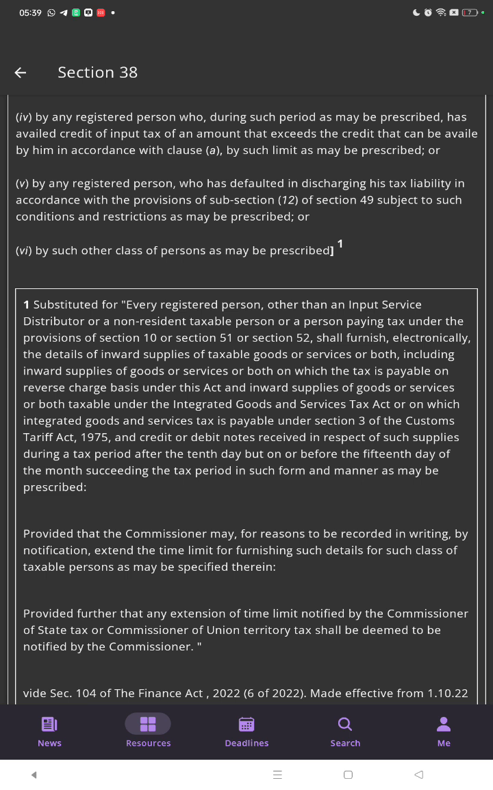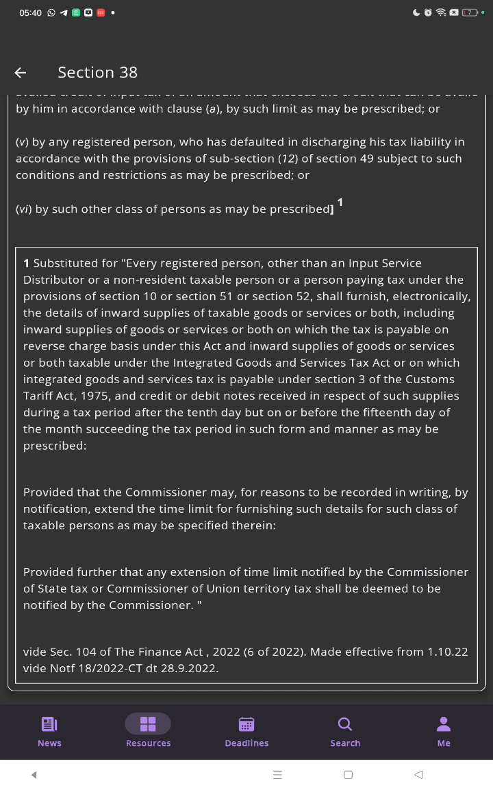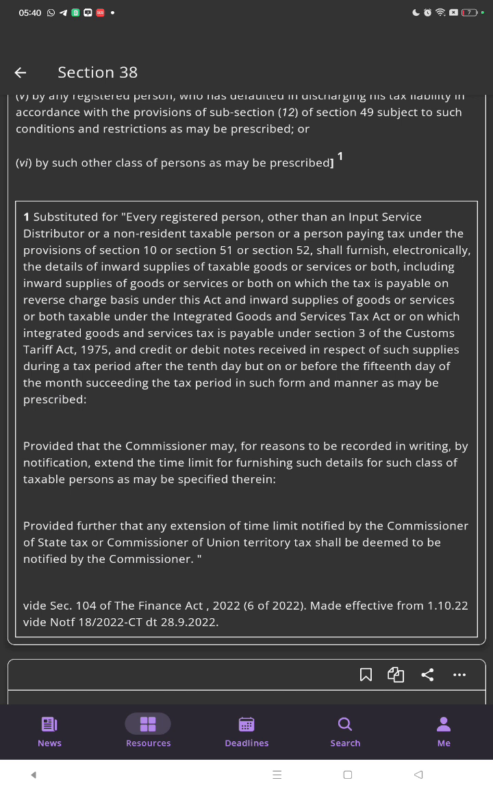The substitute: every registered person other than an input service distributor or a non-resident taxable person or a person paying the tax under the provisions of section 10 or 51 or 52 shall furnish electronically the details of inward supplies of taxable goods or services or both, including inward supplies of goods or services or both on which the tax is payable on reverse charge basis under this Act, and inward supplies of goods or services or both taxable under the Integrated Goods and Services Tax Act or on which the integrated tax is payable under section 3 of the Customs Tariff Act 1975, and credit or debit notes received in respect of such supplies during the period after the 10th day but on or before the 15th day of the month succeeding the tax period.